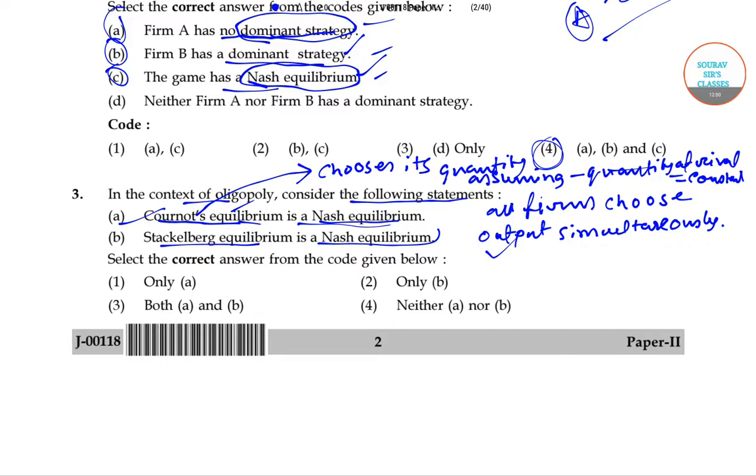So for this we can state that the Stackelberg model also follows the Nash equilibrium concept. So for question number 3, the right answer is both of them, that is option 3. The concept is that this profile is Nash equilibrium if the leader has already played Stackelberg.